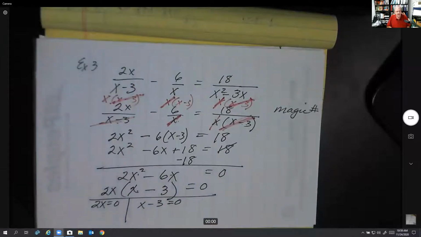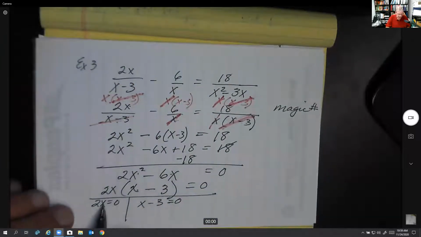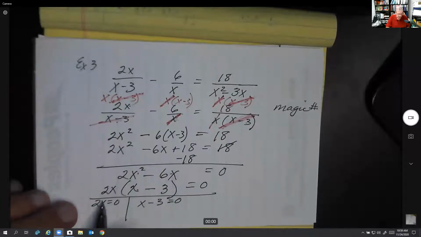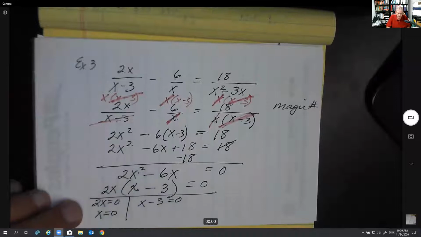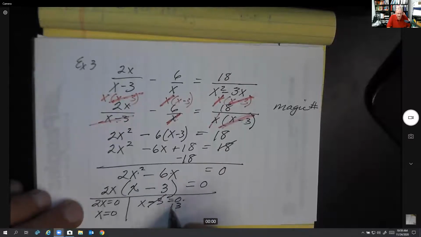If 2x equals 0, well, to get a 0, one of these, the x would have to be 0. 0 times 2 is 0. So x has to be 0. X minus 3 equals 0. Here we have a negative, so let's bring it over to the other side. Add 3, x is 3.